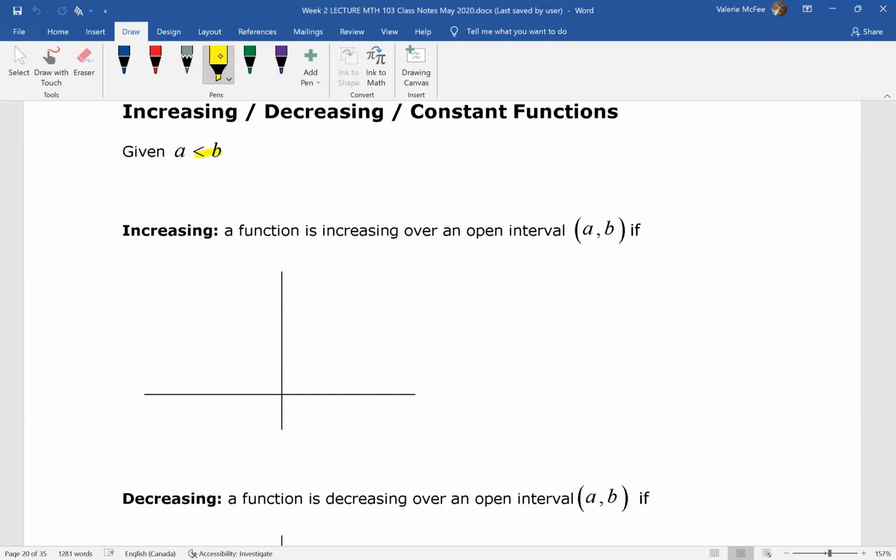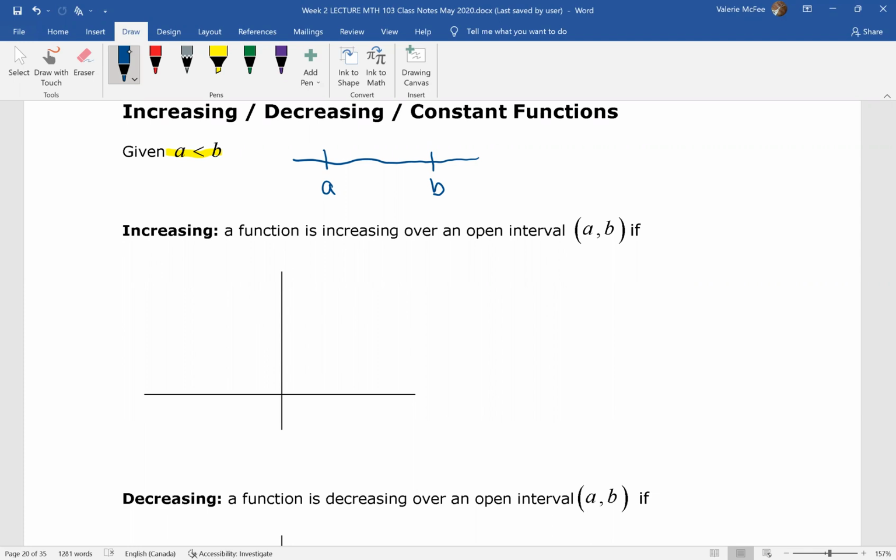restriction. We're going to say that A is less than B. So if you think about a number line, if A is less than B, A is always going to be to the left of B. Let's start with an increasing function. We say that a function is increasing over an open interval A to B.